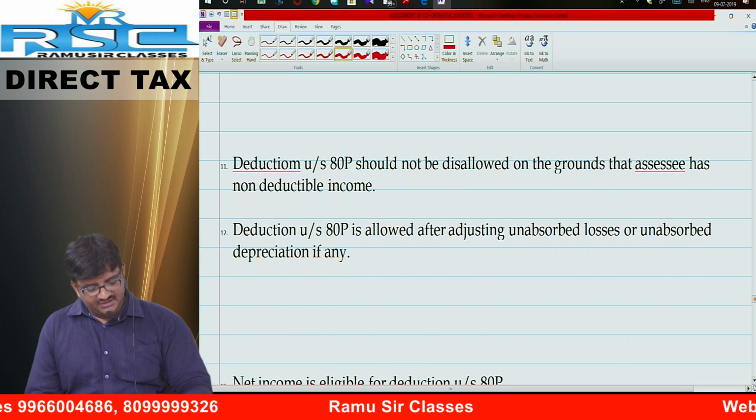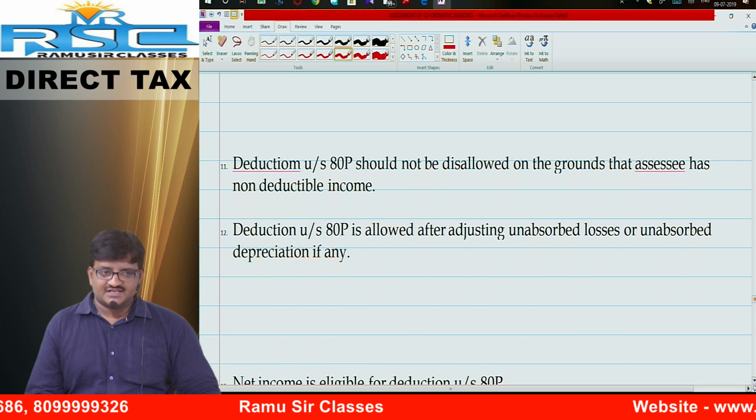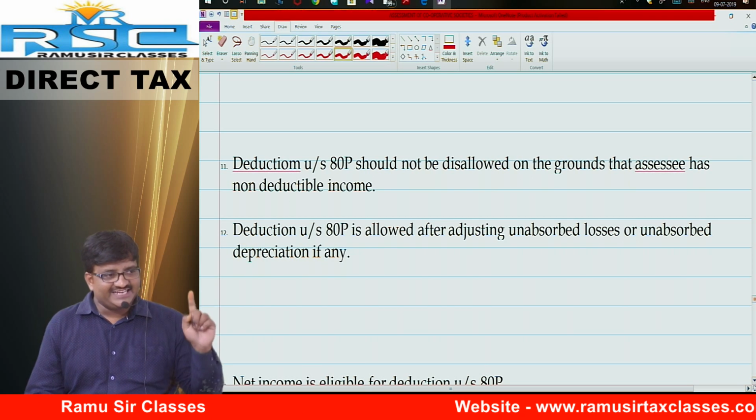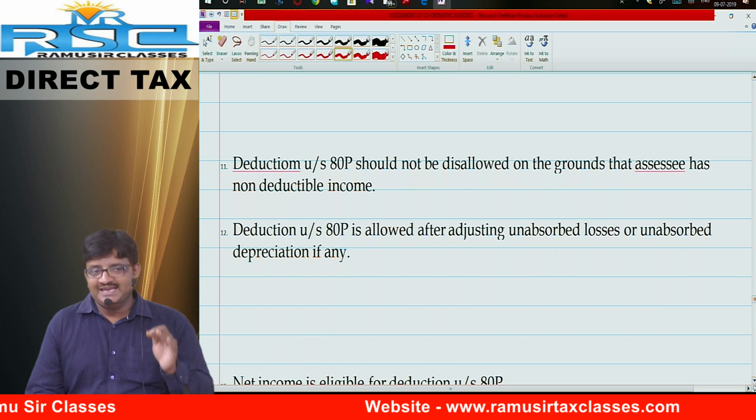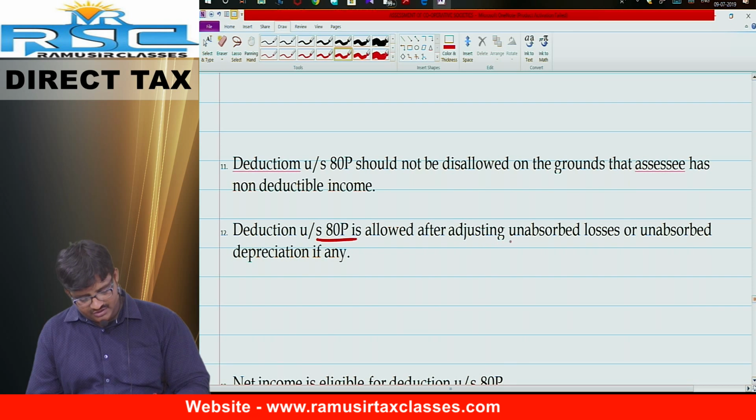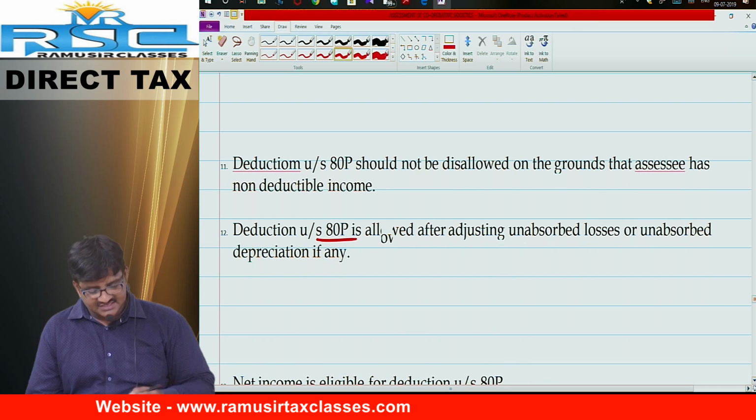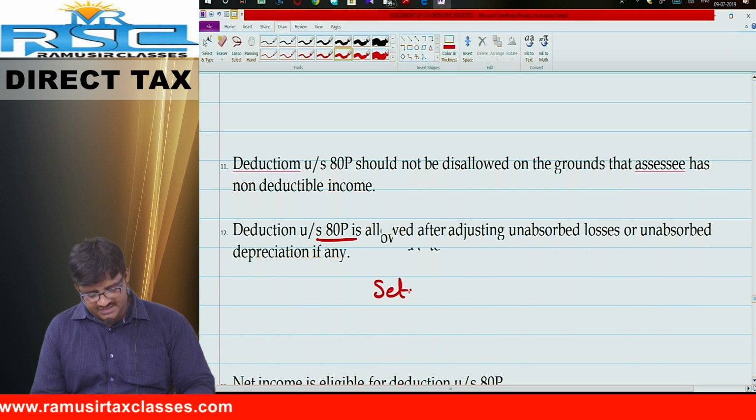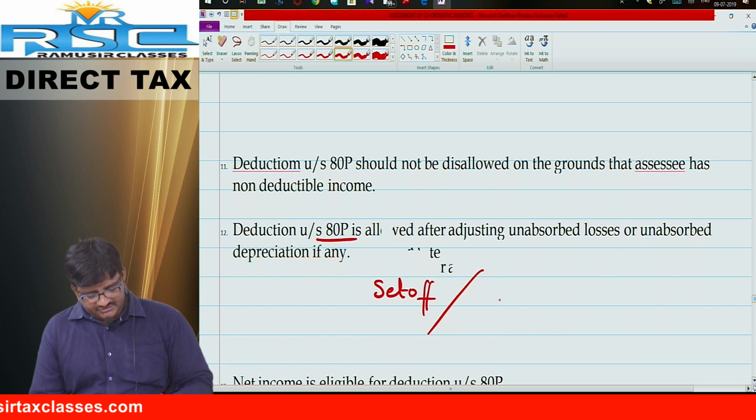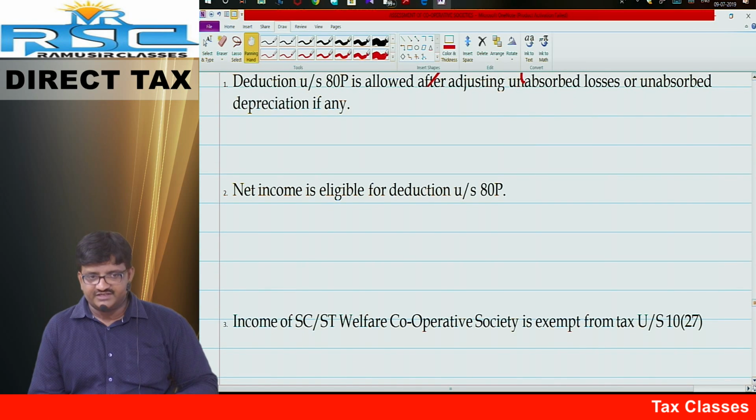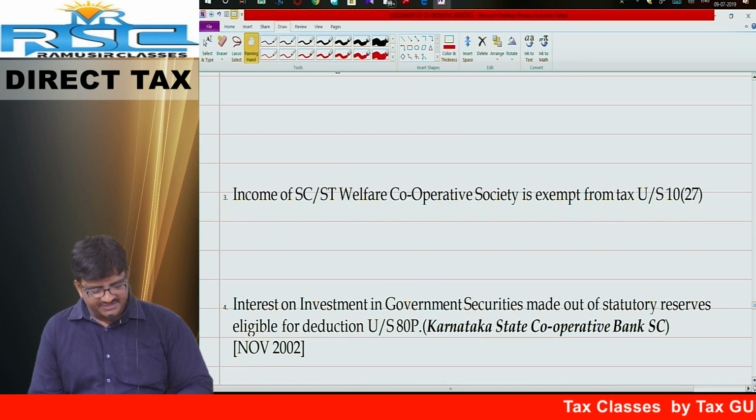Next one, friends, which comes first, deductions or set off and carry forward? Obviously set off and carry forward of losses. 80P deduction will be allowed only after set off and carry forward of losses. Deduction under 80P is allowed after adjusting unabsorbed losses and unabsorbed depreciation, if any. First priority goes to set off of losses. After that we can give the deduction under section 80P. Next one, net income is eligible for deduction. As I told you, only net interest income is eligible.